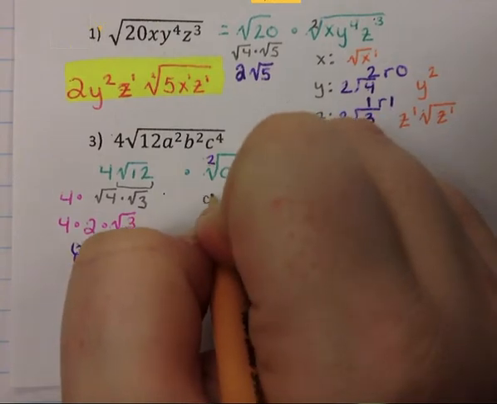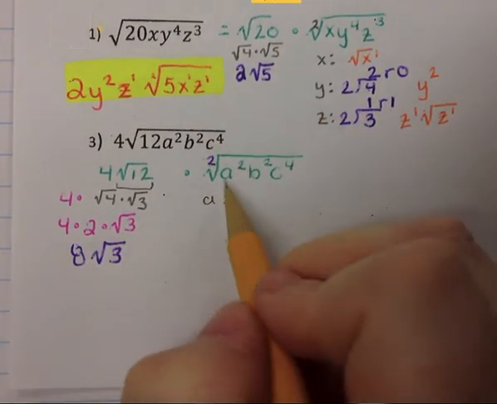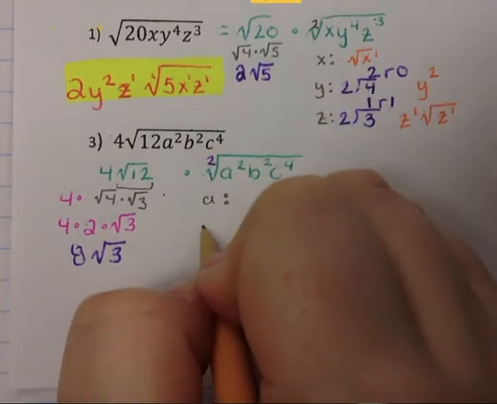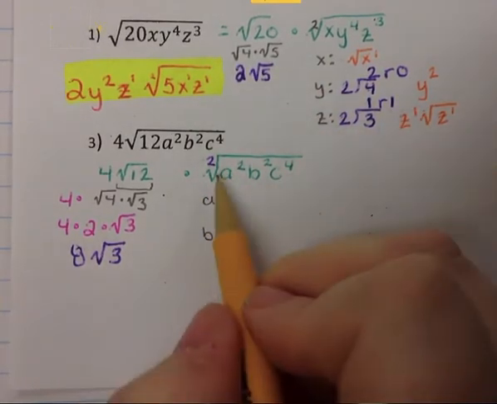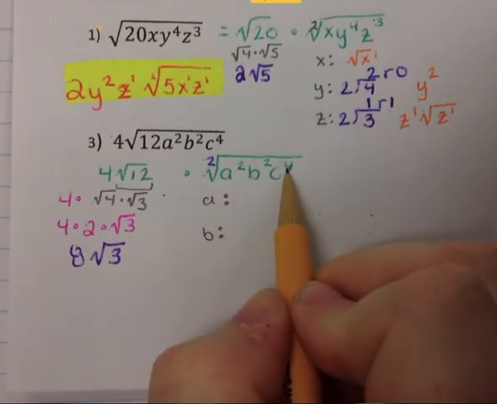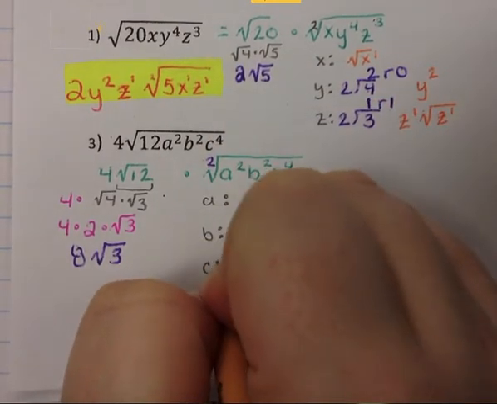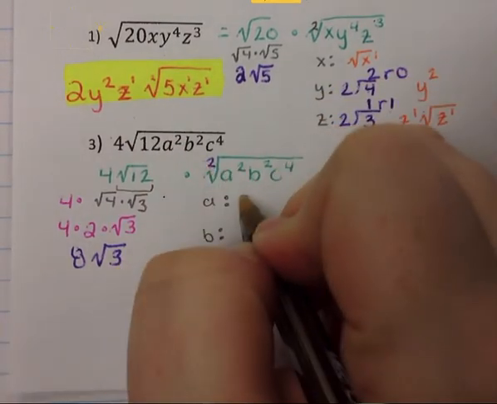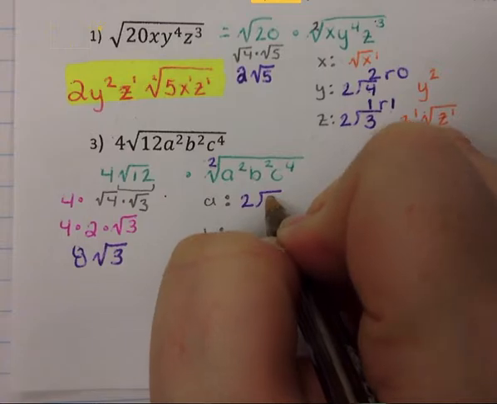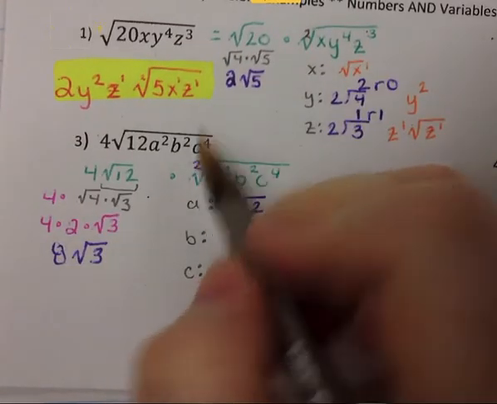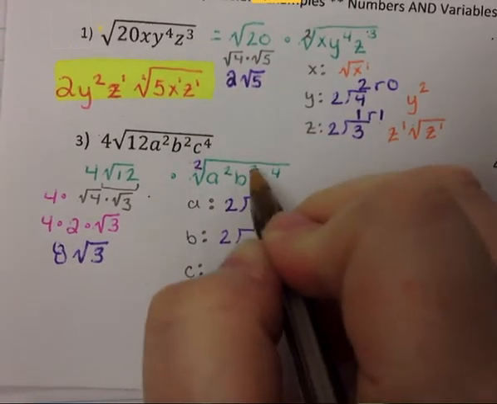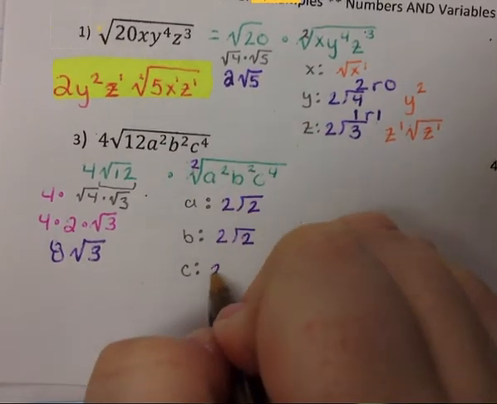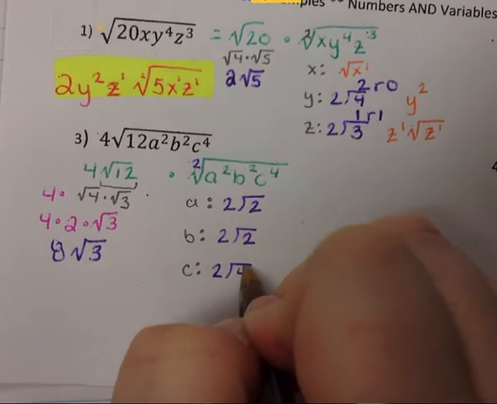So for A, we can simplify that. 2 is smaller than or equal to 2, therefore B's will simplify. And for C's, 2 is smaller than 4, so the C's will simplify. So again, the index goes into the exponent for our A's. The index goes into our exponent for the B's. And our index goes into the exponent of our C's.